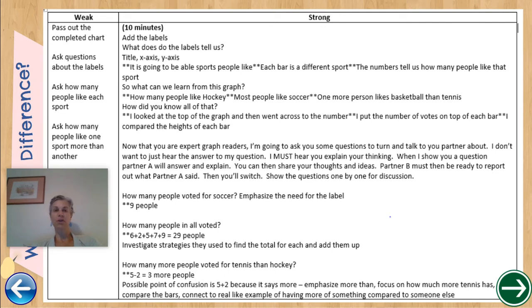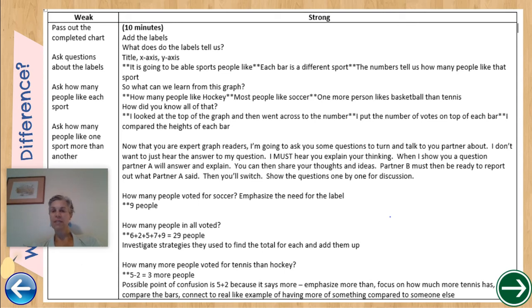So you can see in the stronger example, you have, what did the labels tell us? So you can see with those stars what the teacher is expecting the students to respond. So you can see there's a range of different ideas. So what can we learn from the graph? How do you know all that? So these questions, how do you know, get the students to stretch their thinking. And that's very helpful for students that aren't answering the question. So it's not just about what the right answer is, but how do the students know it? That's where they can make some connections.